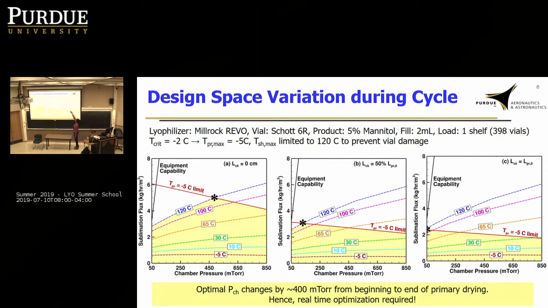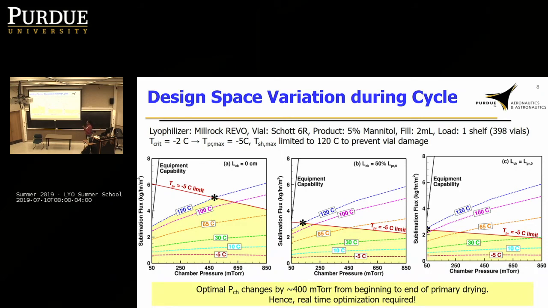So that black line is the equipment capability. In this case, we don't really need to worry about the equipment capability too much because we've only loaded one shelf. So in general, when you have very high sublimation rates, your flow chokes. What that means is your Mach number is equal to 1. So the flow flows at the speed of sound. So then you basically hit the limit, the maximum mass flow rate through this duct that you have between the chamber and the condenser.